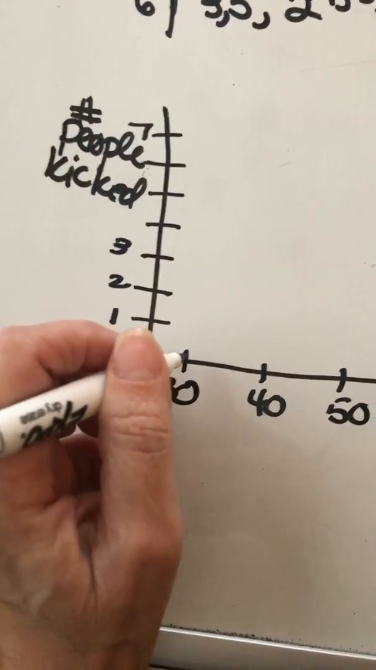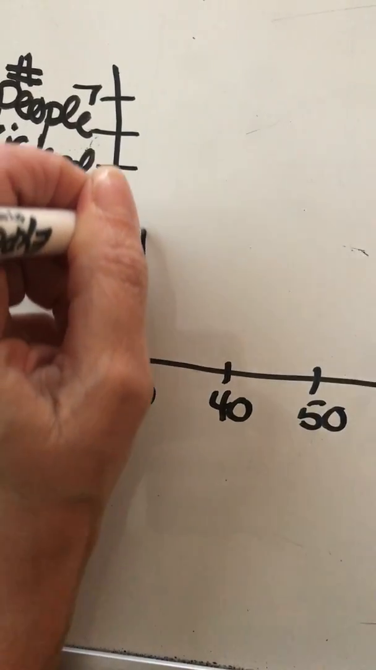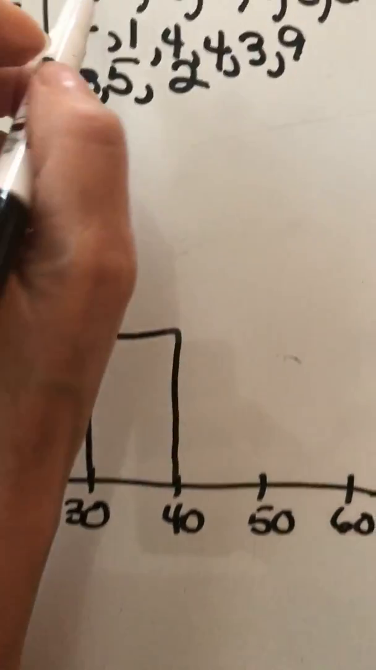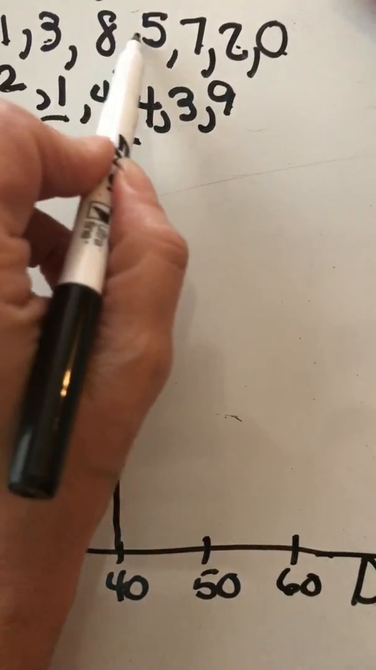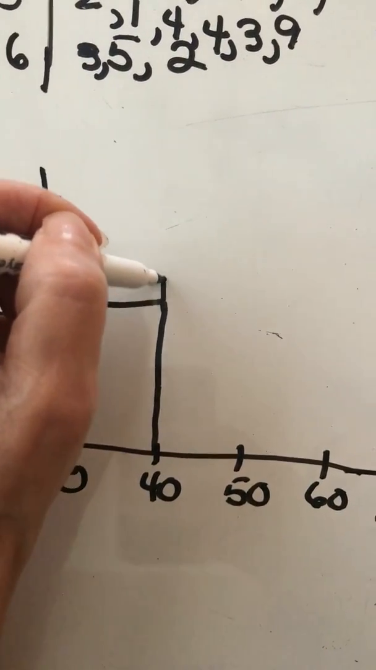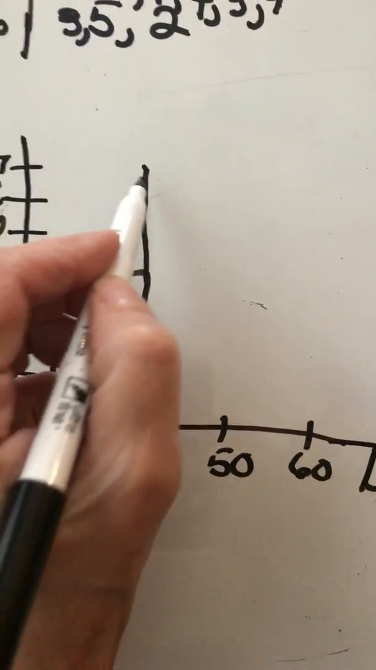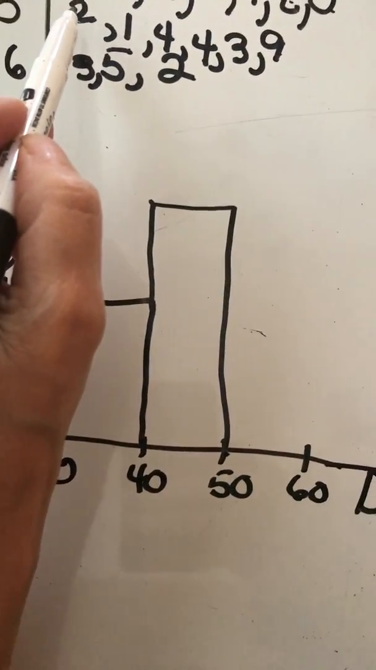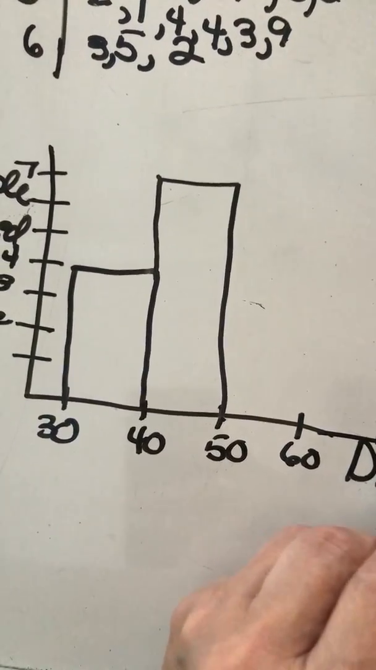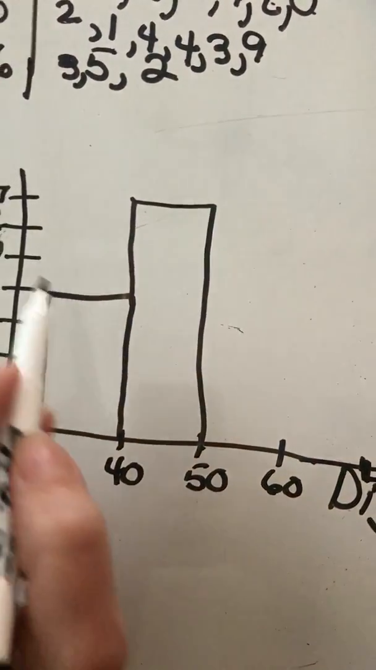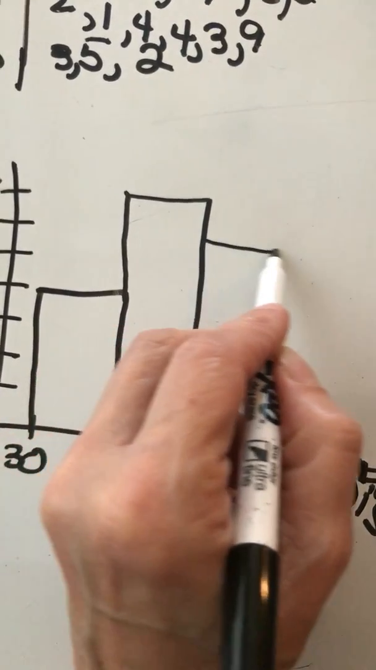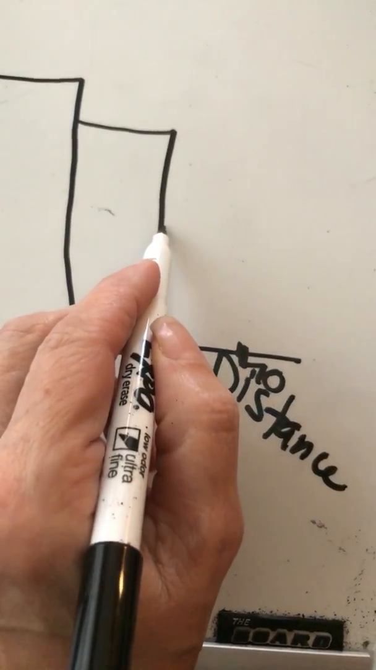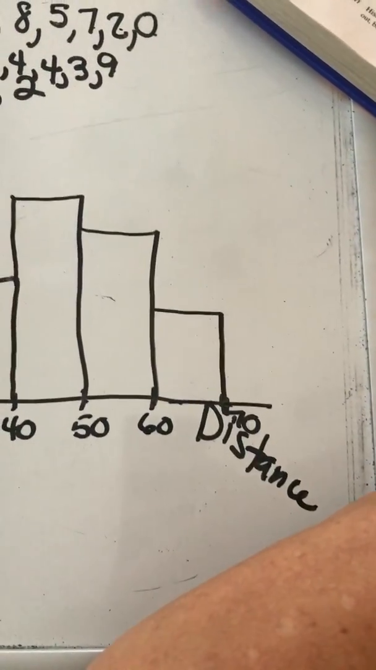So 4 people kicked it between 30 and 40. So that's 4. Okay, between 40 and 50, 2, 4, 6, 7. 7 people kicked it. Okay, between 50 and 60, I should have put 70 down here. 2, 4, 6 people kicked it, so right about there is 6. And then 3 between 60 and 70.